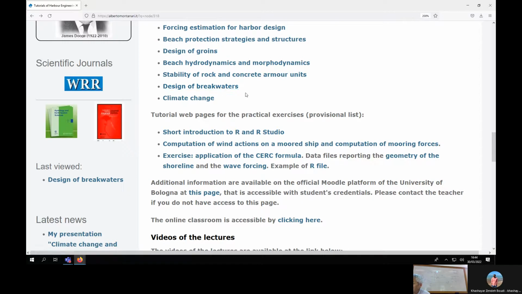And then there is a lecture that is not yet linked here, which is dedicated to dredging in harbour basins. And then I want to close with a discussion on climate change, the effect of climate change on sea-related processes.